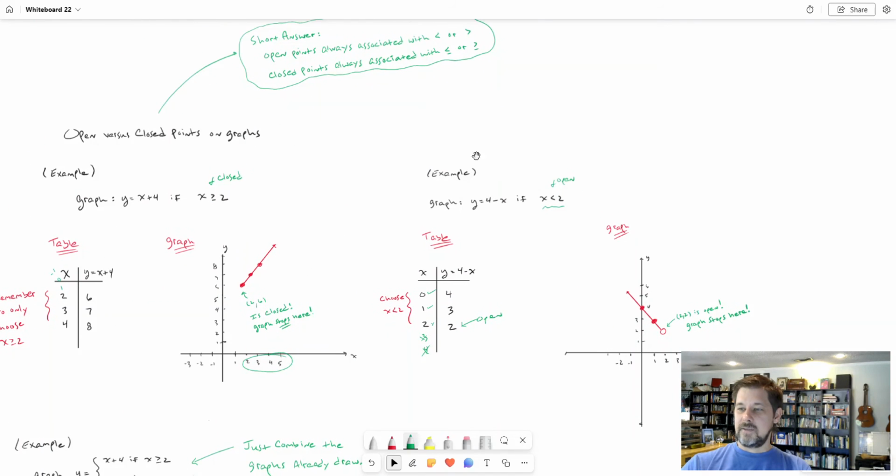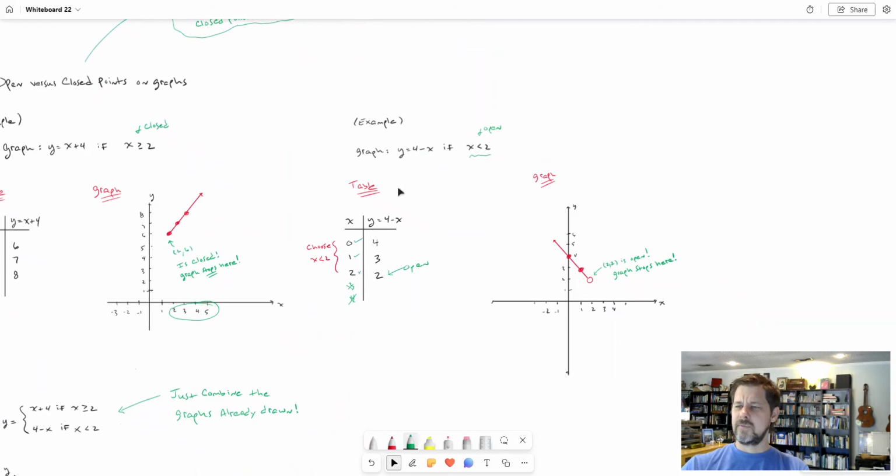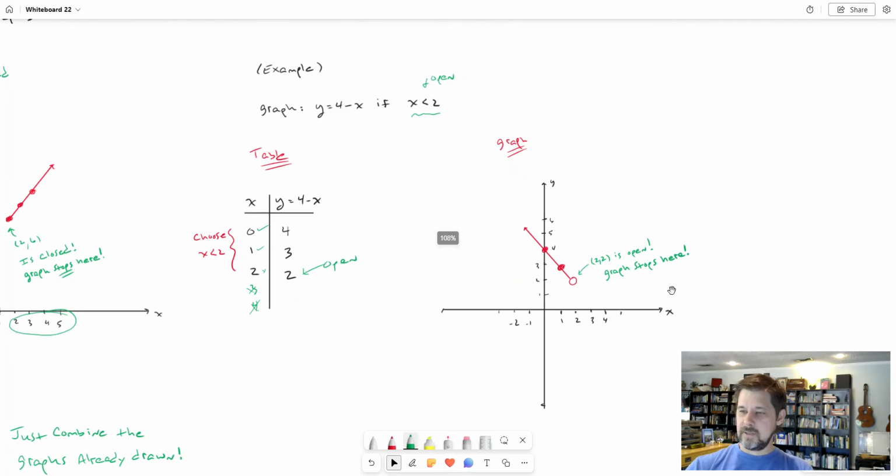All right, so I did 2 examples. One with a greater than or equal to, one with a less than, and I showed you how that differentiated having an open and closed point. One more thing, why do I say that the graph stops here? Because when I plotted these points, I saw 3 points that looked like they were right along a line, suggesting the graph was a line. Why does it stop here? Why doesn't it keep going?